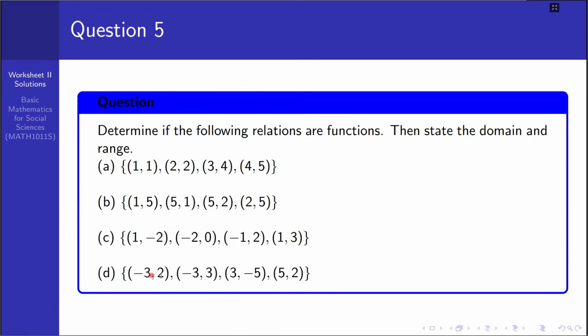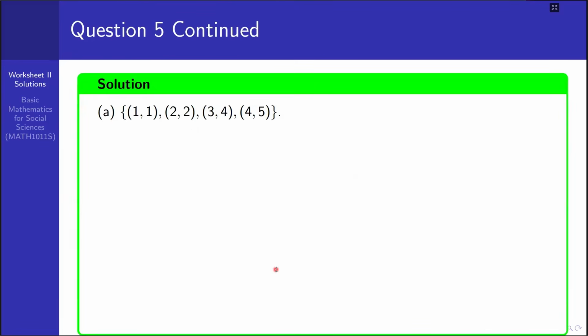And the last one, D: (-3,2), (-3,3), (3,-5), (5,2). This is also not a function, because the image of -3 here is 2 and it also has another image, 3, and 2 is different from 3. For these reasons, because one element of the domain, -3, has more than one image, 2 and 3, this relation is not a function. When we justify this one, the first, for example, looks like this, so it is a function.